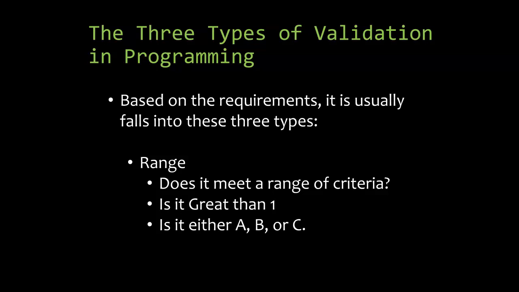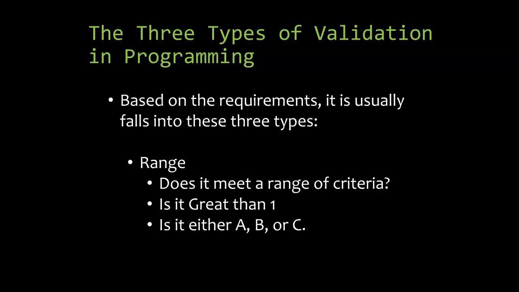It could be a string type thing. Did you enter A, B, or C? Or did you enter a certain name or a certain type of string in there? So that could be range also. This all fits under the range validation. Make sense? Usually when we deal with range, a lot of the times it's numeric.